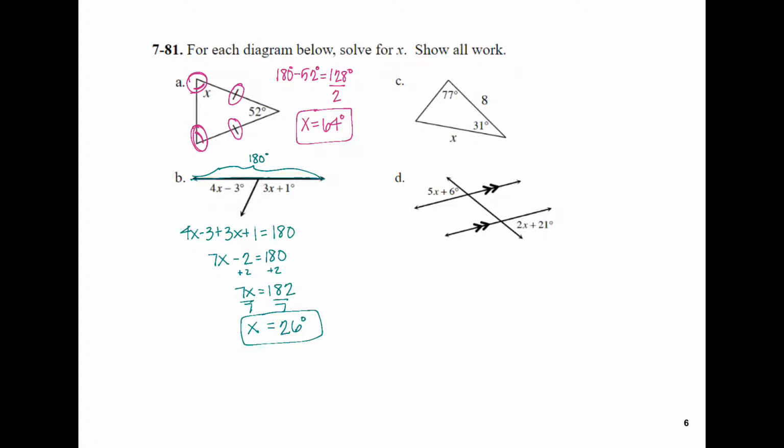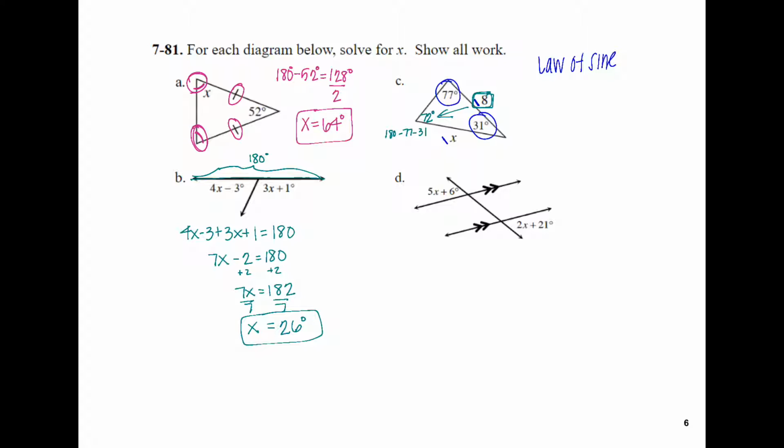In example C, if we are going to solve for x, we have two angle measures and we have two side measures. So what should come to mind is the law of sines, but we've got to make sure that we have the angle measures directly across from the sides we are given. So this 8 is directly across from this angle, which we need to find. So 180 minus 77 minus 31 will tell us that this angle is in fact 72 degrees. We now can set up our proportions.